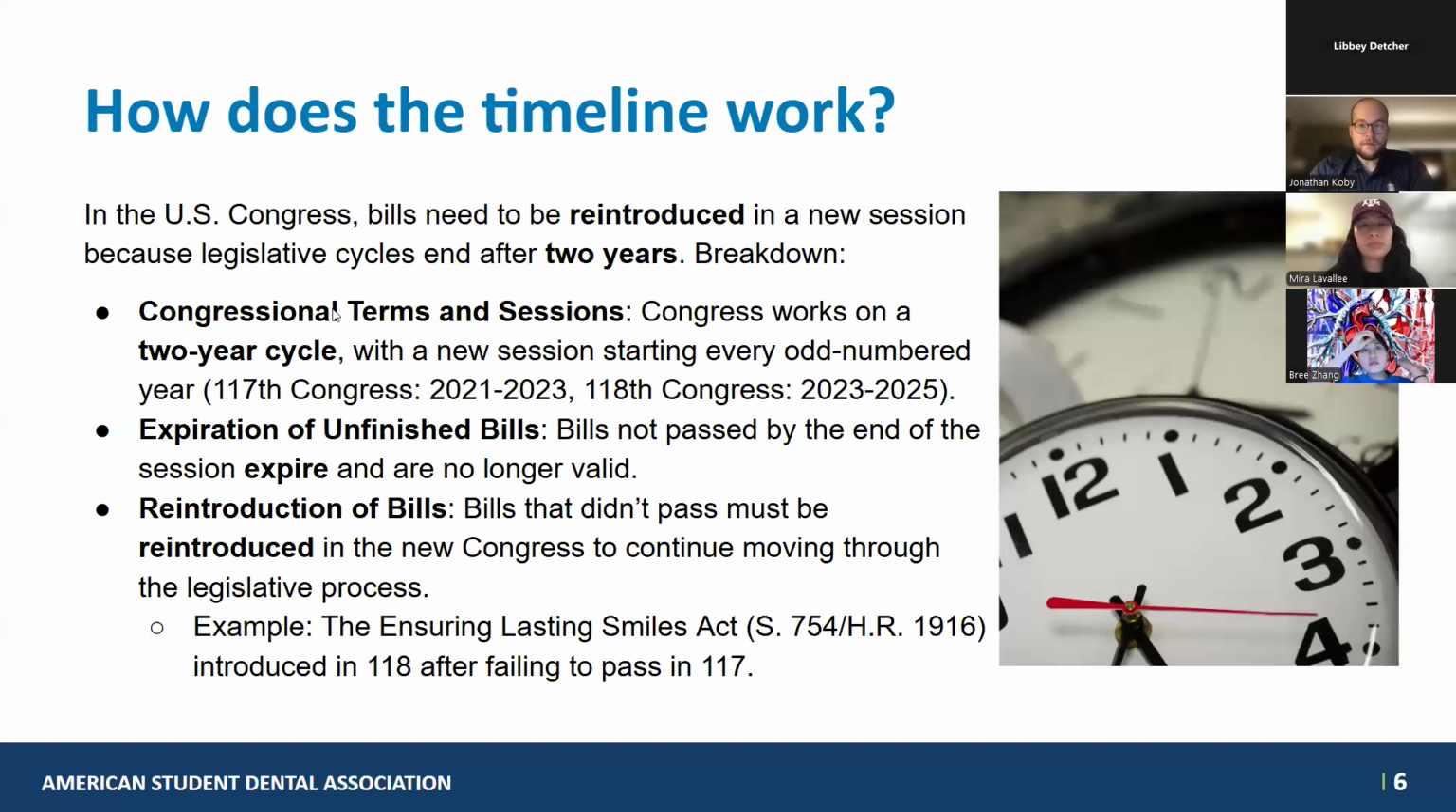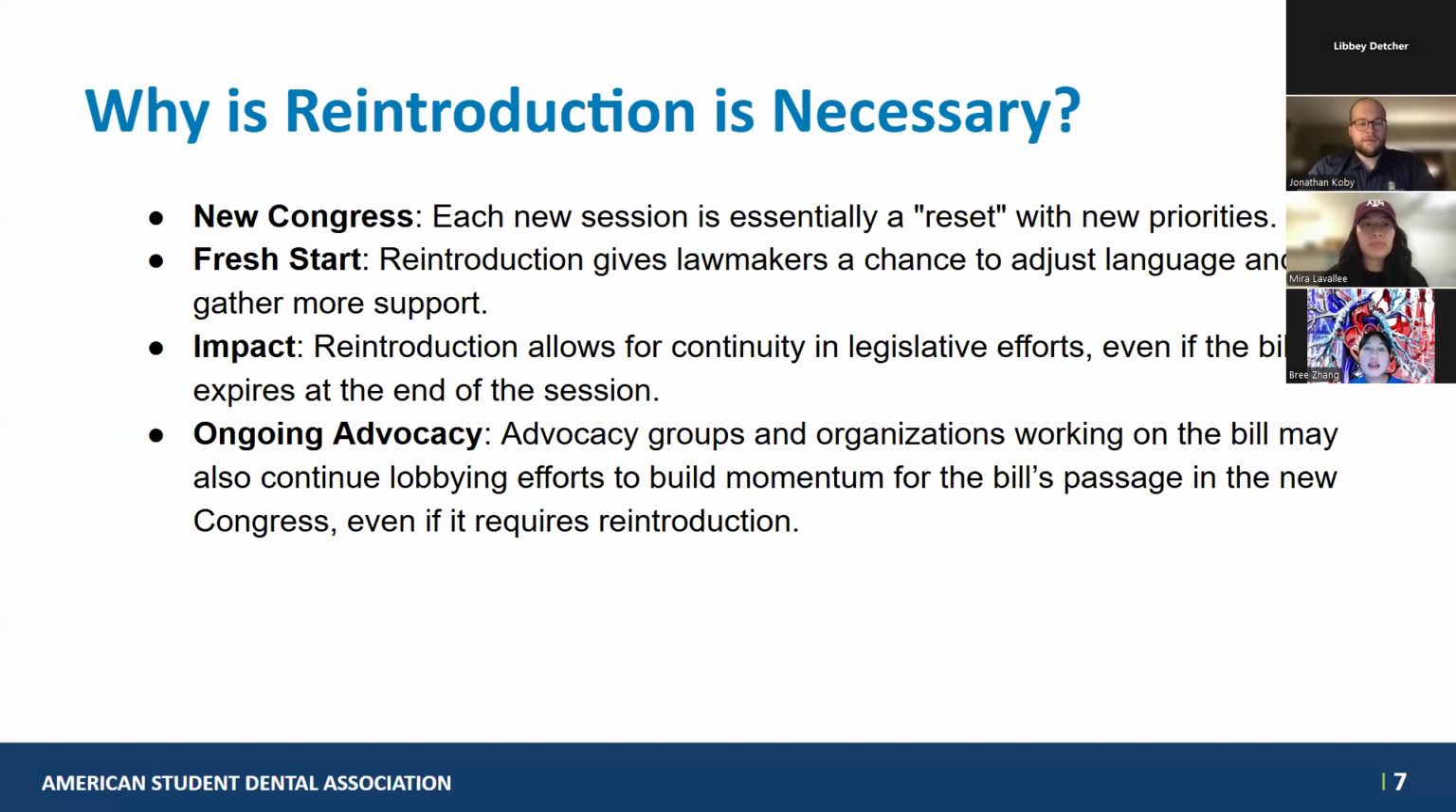Next slide. So why is reintroduction necessary? Each new session is a reset with new priorities. Reintroduction gives lawmakers a chance to adjust language and gather more support. Reintroduction also allows for continuity in legislative efforts, even if a bill expires at the end of the session. And it allows for ongoing advocacy.